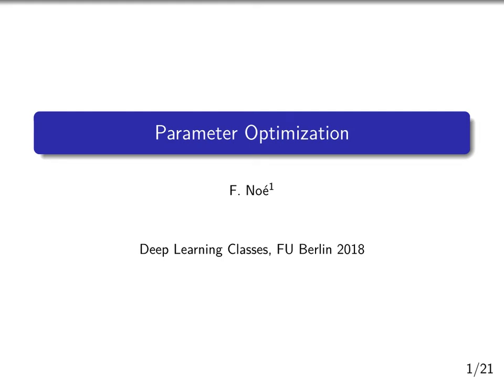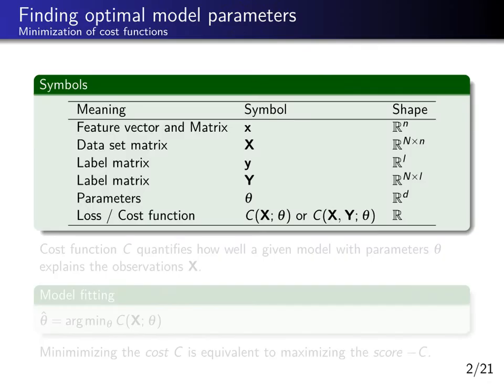So let us start our lecture on parameter optimization for neural networks. First, we define the main mathematical symbols needed in this lecture.